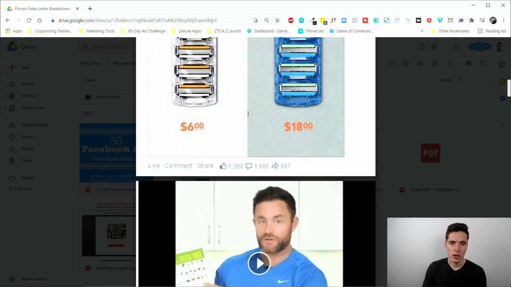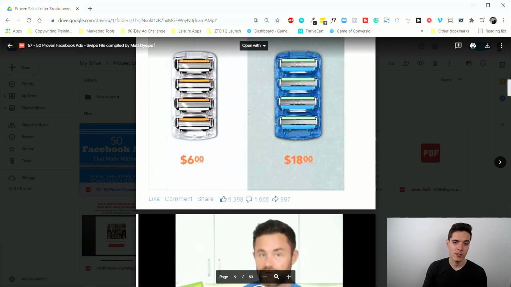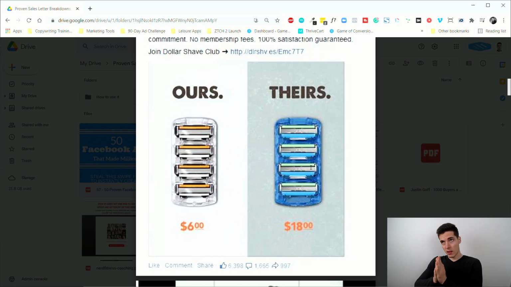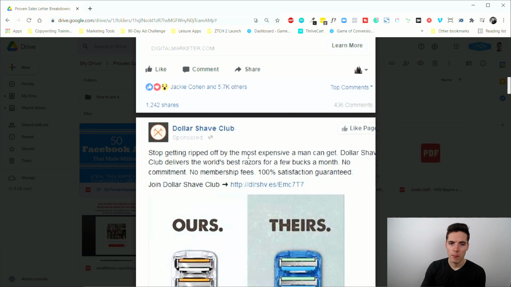Dollar Shave Club. Obviously, Dollar Shave Club was really crushing it for a long time, and even to this day probably. The picture immediately grabs your attention because it says ours, theirs. Like how ours seems better and it's only $6, and theirs is $18 and doesn't seem so quality. And this triggers an immediate us versus them thing in people. It's like, we are better. So it positions Dollar Shave Club as the obvious choice. It says, stop getting ripped off by the most expensive razors a man can get. Wow, weird.